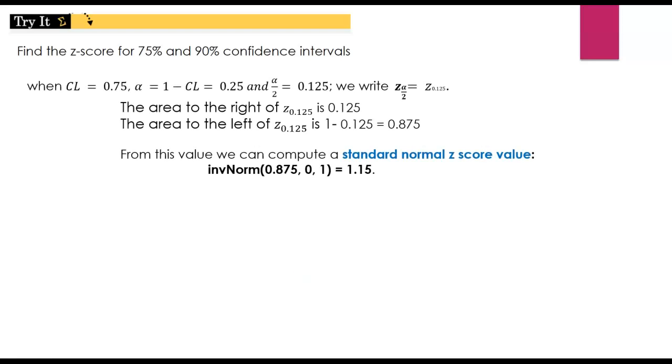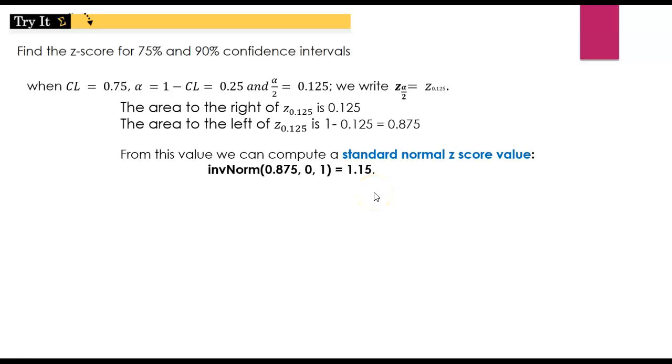Okay, here's our result for 75%. When CL is 0.75, alpha is going to be 0.25, alpha over 2, 0.125. So we write z of alpha over 2 is z sub 0.125. The area to the right of z sub 0.125 is 0.125. We're interested again in the area to the left, and that's going to be 1 minus 0.125, which is 0.875. That's the value we're going to use with inverse norm to get the z-score for the probability that is to the left. We get 1.15 as a result.